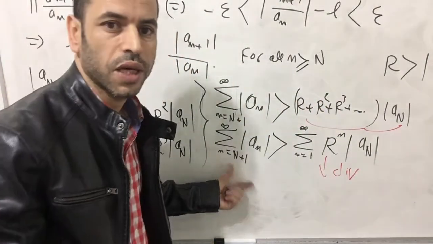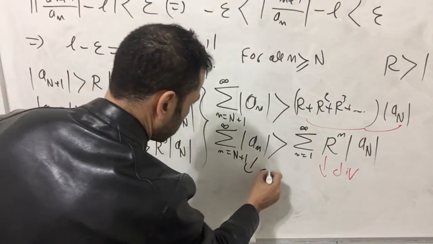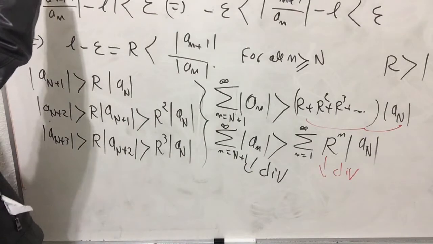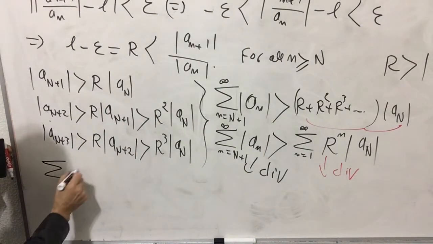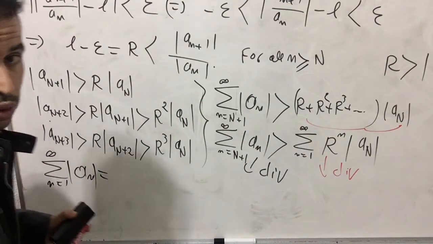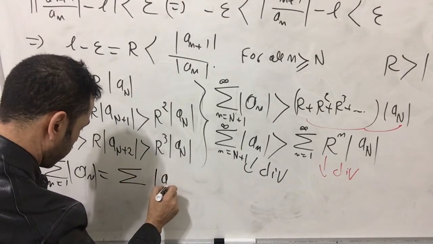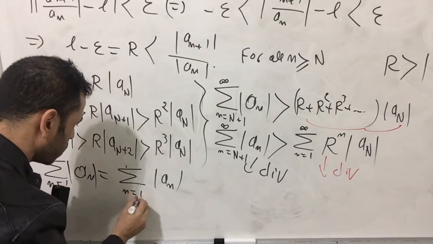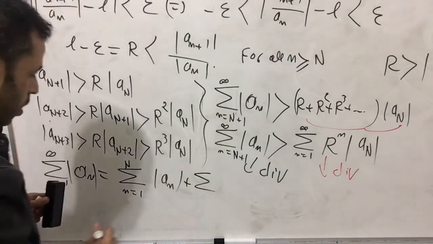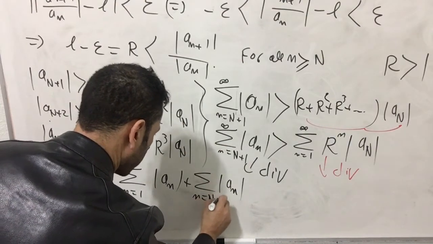By using the comparison test, we conclude this series on the right hand side of this inequality is divergent as well, because this one is greater than this one. So this whole series, the sum of the absolute value of a sub n as n goes from 1 to infinity, is equal to the sum of the absolute value of a sub n as n goes from 1 to capital N, plus another sum of the absolute value of a sub n as n goes from capital N plus 1 to infinity.